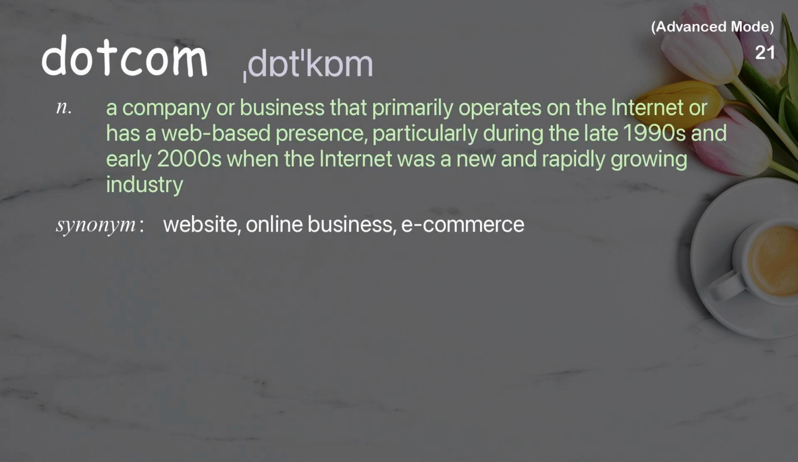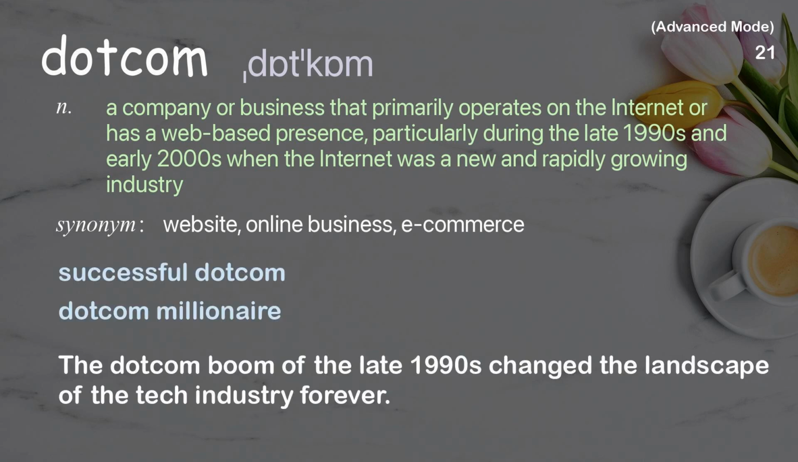.com. A company or business that primarily operates on the Internet or has a web-based presence, particularly during the late 1990s and early 2000s when the Internet was a new and rapidly growing industry. Examples: Successful.com. .com millionaire. The dot-com boom of the late 1990s changed the landscape of the tech industry forever.